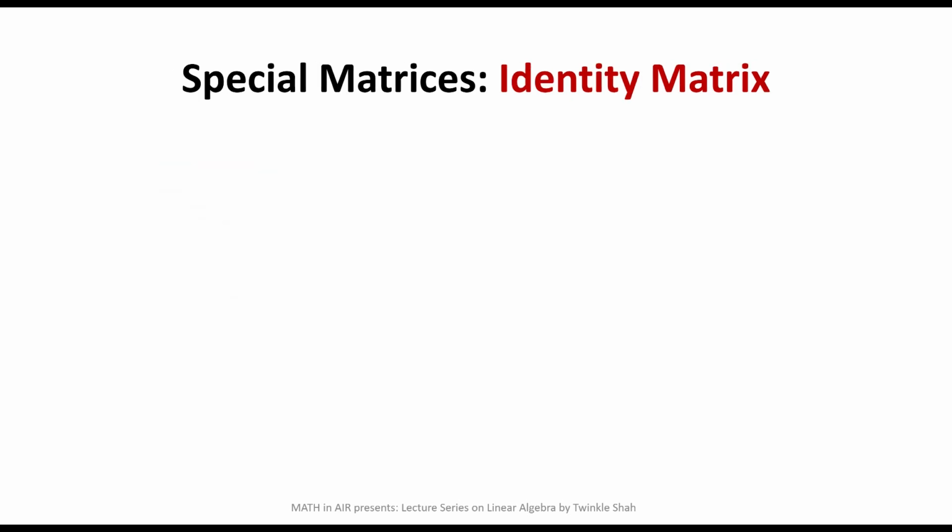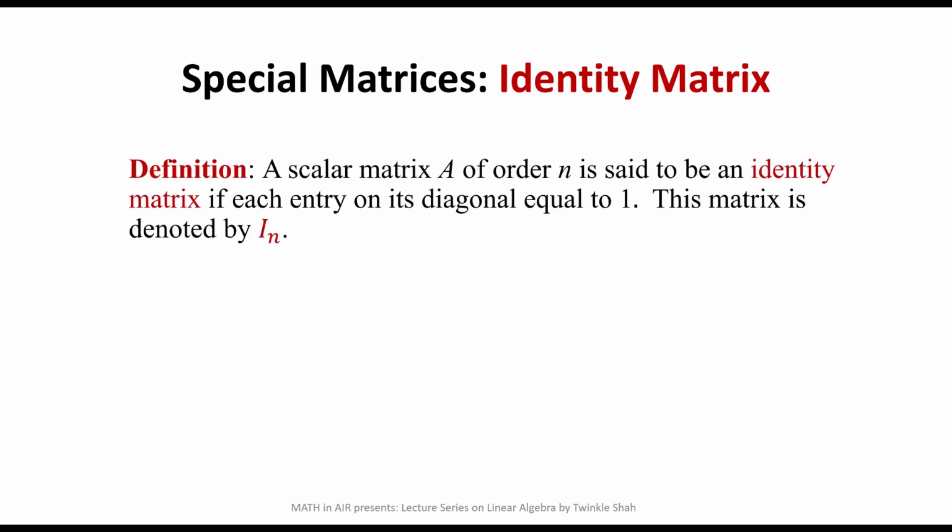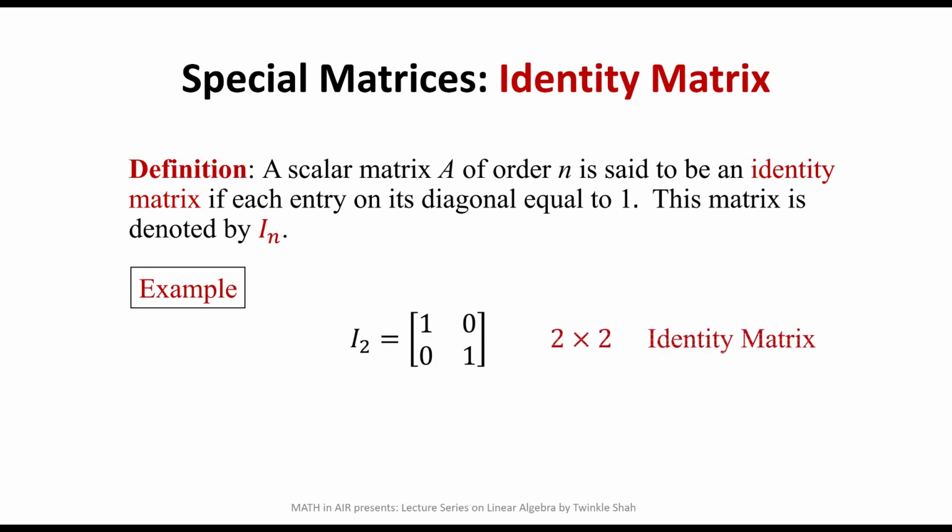Now let's understand the definition of an identity matrix. A scalar matrix A of order n is said to be an identity matrix if each entry on its diagonal is equal to 1. This matrix is denoted by letter I with a subscript n. For example, here we have the matrix I2. In this matrix, the entries A sub 1 1 and A sub 2 2 are equal to 1 and the entries A sub 1 2 and A sub 2 1 are equal to 0. Therefore, matrix I2 is a 2 by 2 identity matrix.